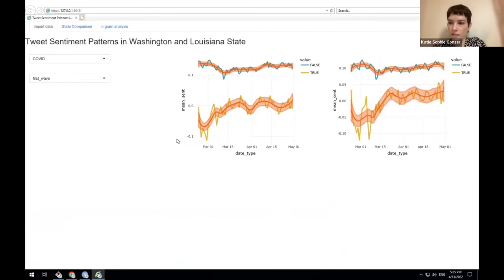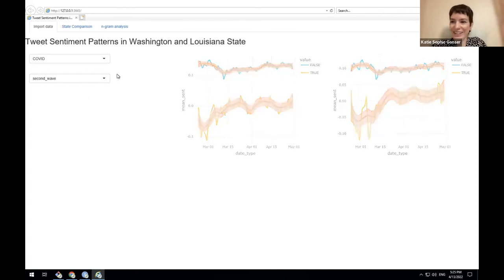And we used Vader to infer sentiment from our tweet content. And so here, this is for the first surge, but we can also choose the second surge. It's a little bit slow. My internet isn't so great here.